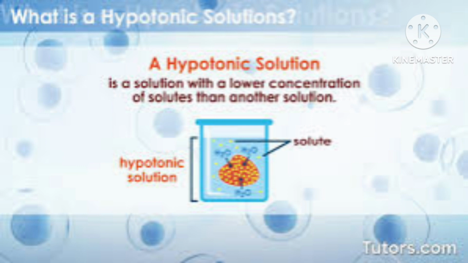The solution may be NaCl solution, water plus NaCl, or any other salt, or a mixture of salts, maybe 1, 2, 3, or more. Then what will happen? It is a common thing: water will move from the pure solvent side to the solution side through this semi-permeable membrane.